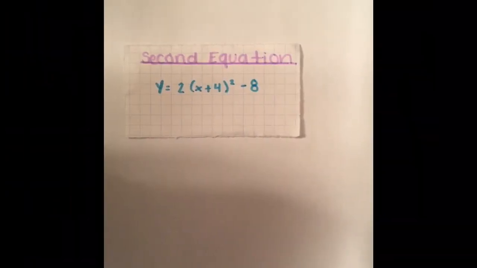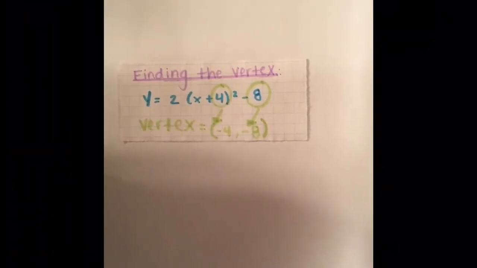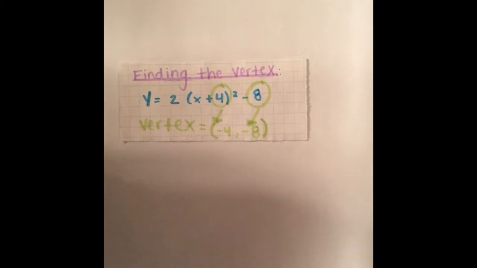The second equation is y equals 2 bracket x plus 4 bracket squared minus 8. The vertex of this equation is negative 4 and negative 8 with a vertical stretch of 2. The reason that h is negative in this equation is because vertex form is y equals a(x minus h) squared plus k. And in our second equation, 4 is being added to x rather than subtracted, and this is because a negative and a negative equals a positive.